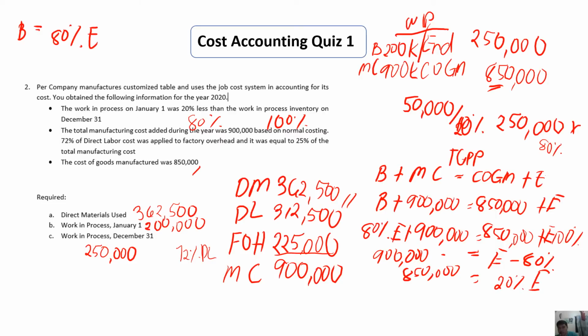Then on the other side, we have 900,000 minus 850,000, so we have 50,000 pesos. Divide this by 20%. The result is 250,000 pesos, which represents the WIP end.